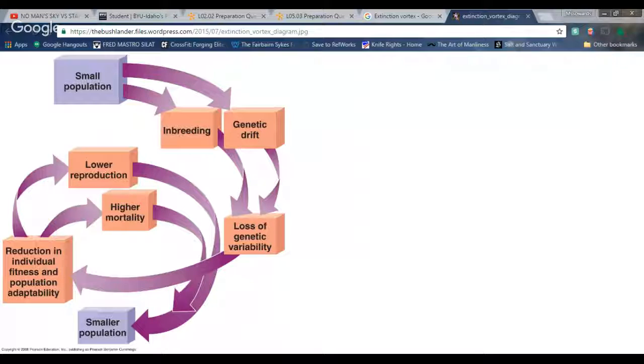This basically leads to an inbreeding depression. You get lower reproduction, higher mortality, which leads to an even smaller population, and the cycle just gets worse and worse until eventually the animal goes extinct.